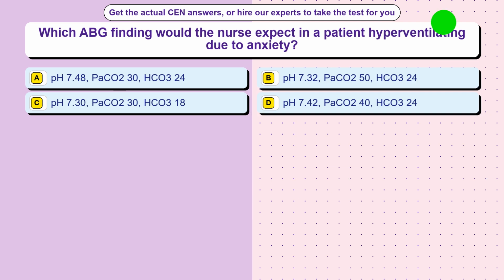Question 60. Which ABG finding would the nurse expect in a patient hyperventilating due to anxiety? Option A, pH 7.48, PaCO2 30, HCO3 24. Option B, pH 7.32, PaCO2 50, HCO3 24. Option C, pH 7.30, PaCO2 30, HCO3 18. Option D, pH 7.42, PaCO2 40, HCO3 24.